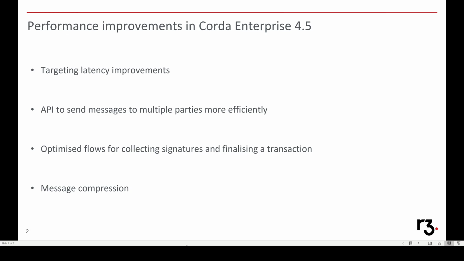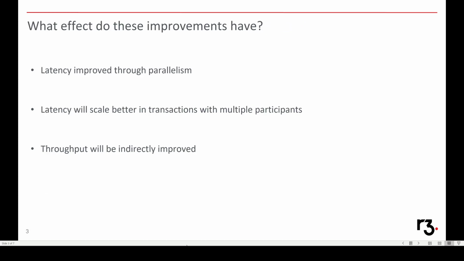So just a bit about the performance improvements that we've obtained. Latency has been the primary metric that we've been focusing on for the past couple of months. So we've been measuring latency and driving improvements on latency, and it is through parallelism that most of the latency improvements have been obtained. What this means is that if you have a transaction which makes use of multiple participants, it will scale better. You may still have a latency impact by adding extra participants to a transaction, but that impact will not be nearly as great as it was in Corda Enterprise 4.4. And we believe that there will be an impact on throughput, although that will depend on other aspects of the deployment, such as whether there are any other bottlenecks involved.